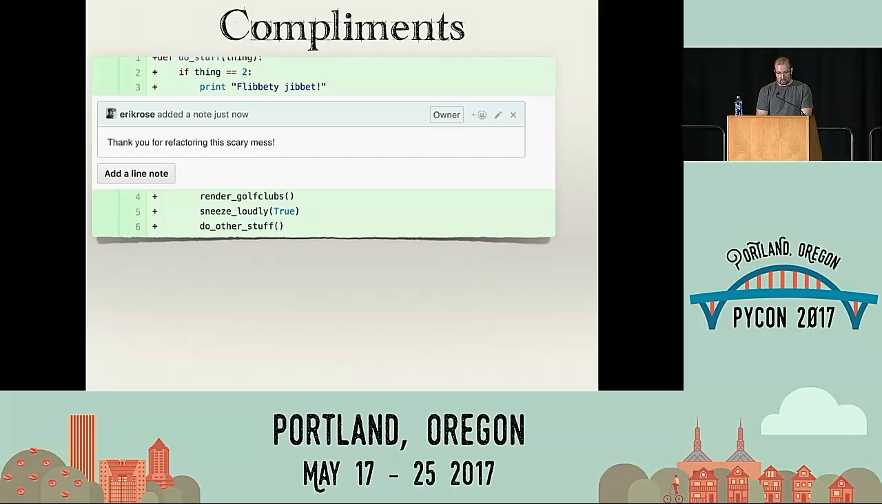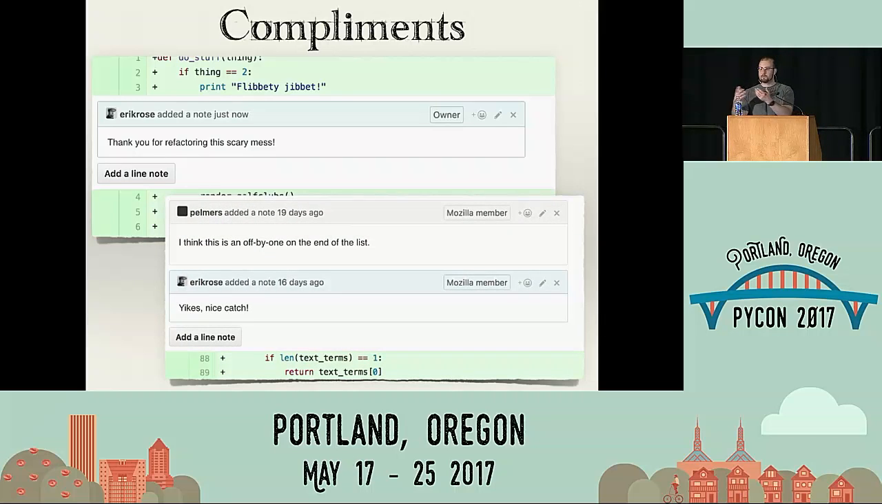And compliments can, of course, go both ways. Hey, thanks for catching that, reviewer. Good catch. Ooh, I didn't know about that. Ooh, you saved a big bug. Good job.